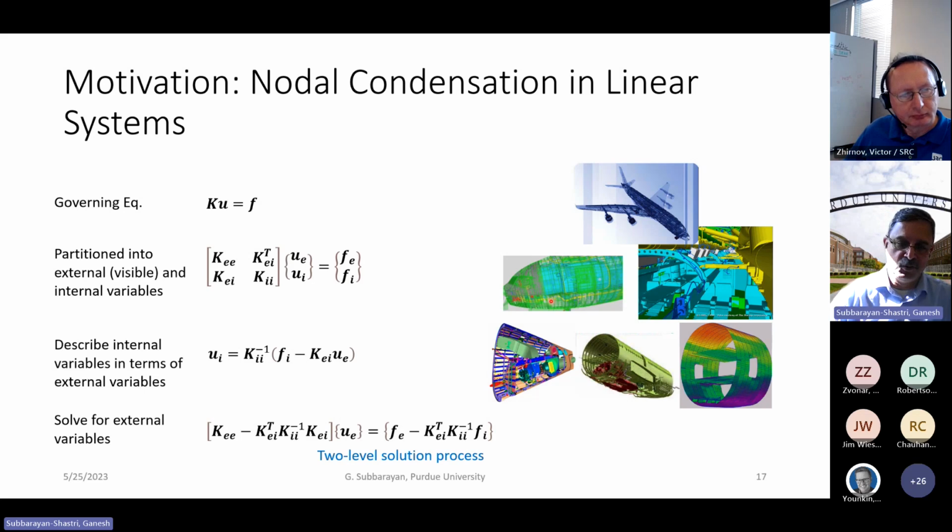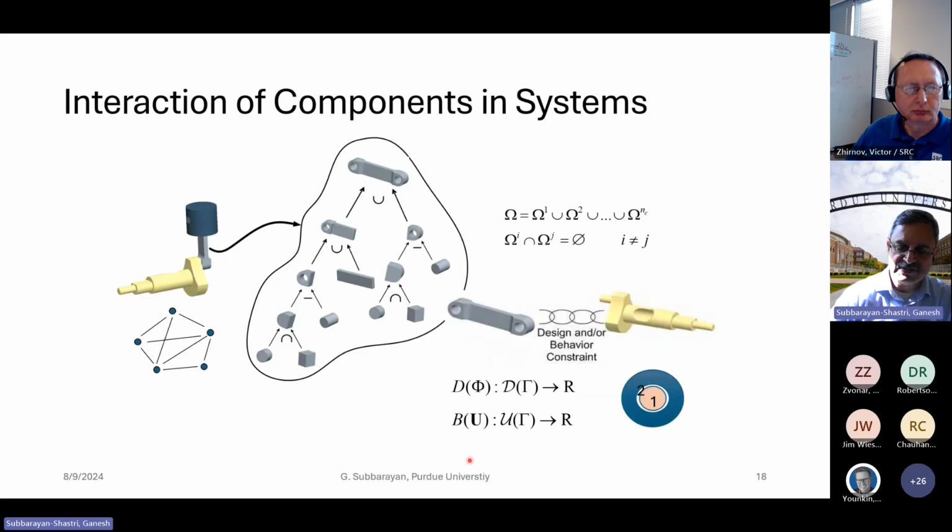You want to think of your whole system as consisting of many parts, and you want to solve for the details of the parts later. So it's a two-level solution process. There is no hierarchy in the system itself, in the physical system, but the solution process has a two-level hierarchy here. And it turns out you can extend this two-level solution process, analysis process, to synthesis as well.